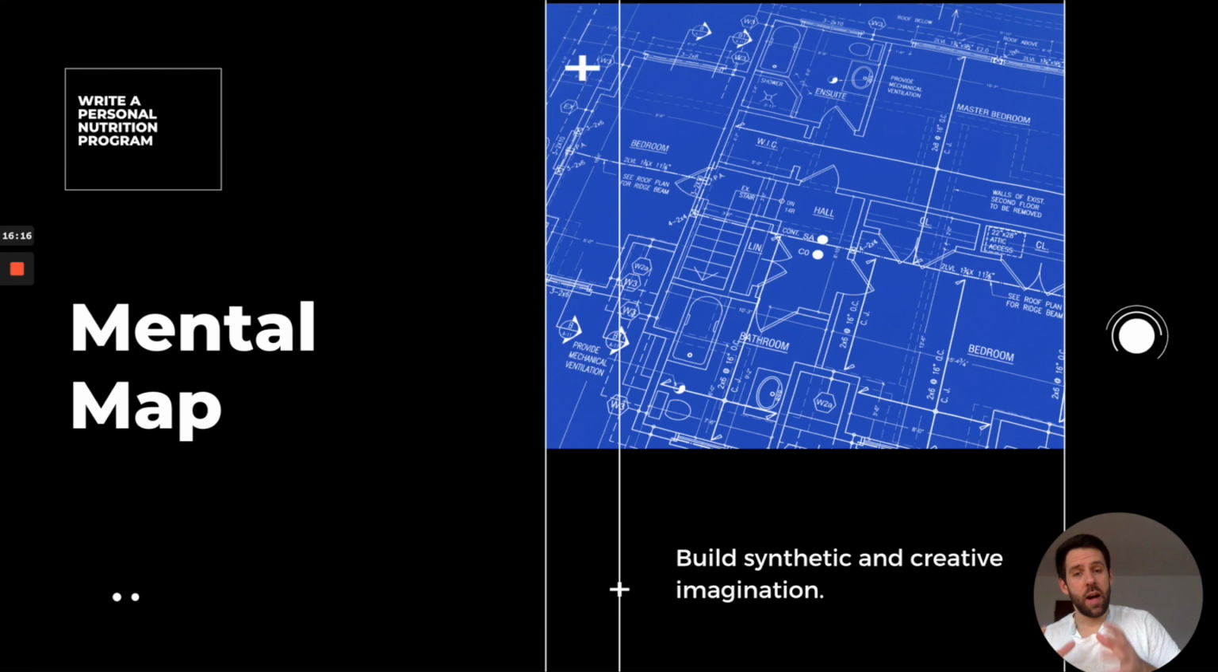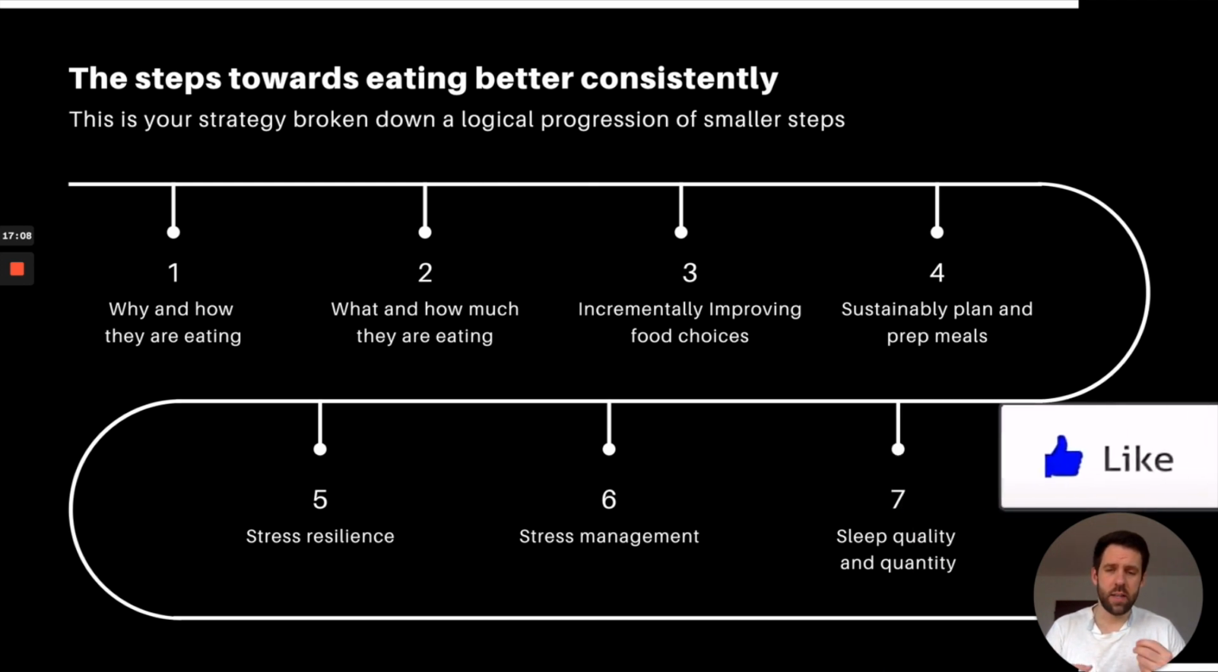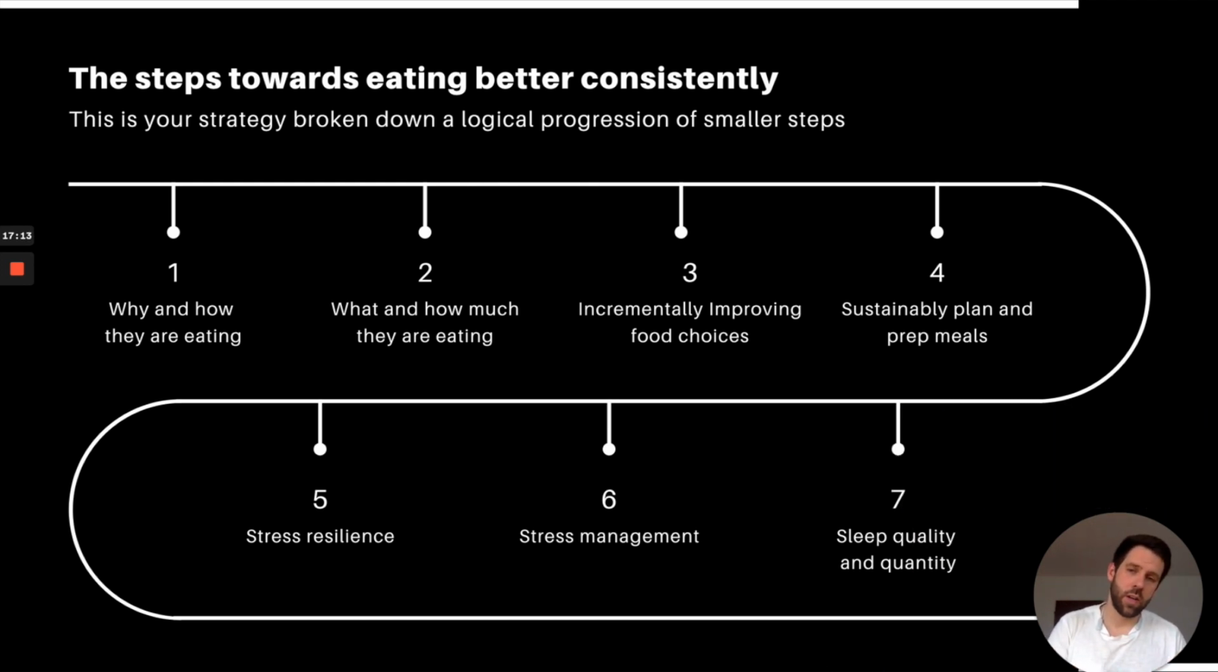Let's look at an example of how a mental map like this could look. So here is how eating better consistently could be broken down into smaller steps. And this is something that I learned from Precision Nutrition, who are incredible at breaking big projects into very specific small details. So eating better consistently could look like this. First, why and how are we eating? This is, I'm eating because I'm bored and I'm eating in front of the TV and I'm stuffing my face, instead of being calm, being collected, sitting at a table and having a meal without distraction.